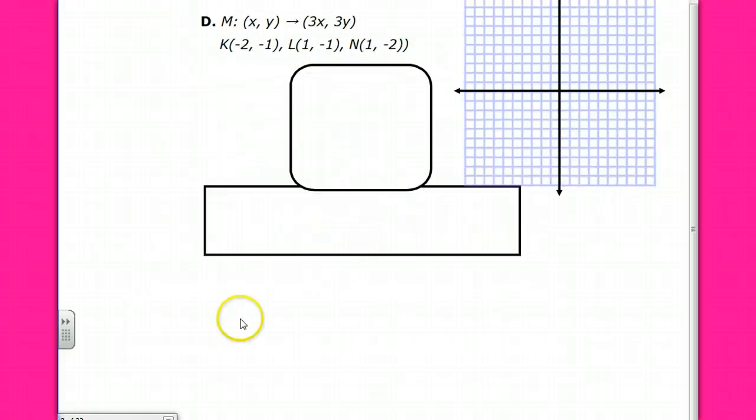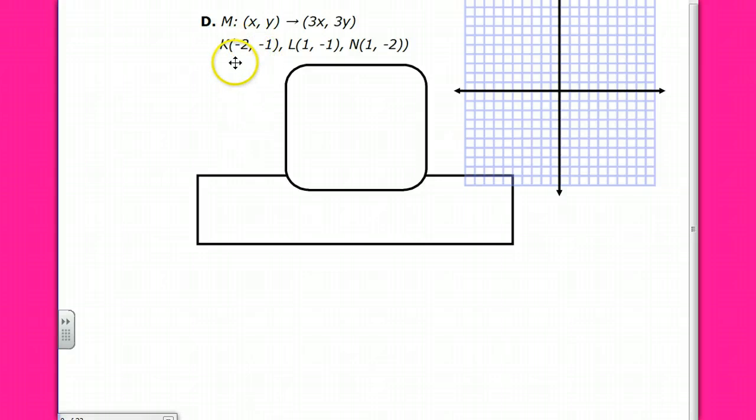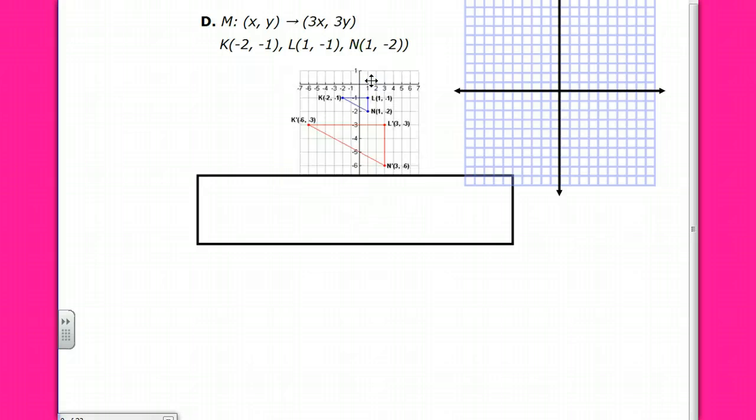Very cool. Okay, what happens when we multiply each of the coordinates by a factor? In this case, the same factor. Go ahead and find the values and graph. Okay, so you should have K prime at (-6, -3), L prime at (3, -3), and N prime at (3, -6). And your graph looks like this.